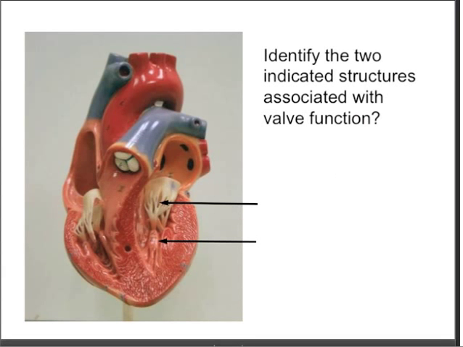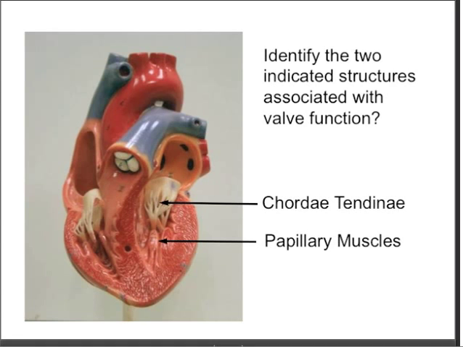ID the two indicated structures and what valve function they are associated with. These are the chordae tendineae and the papillary muscles. The purpose of the chordae tendineae is to ensure that the atrioventricular valves only open into the ventricles. They also help to pull open the atrioventricular valves when the pressure in the atria is greater than the pressure in the ventricles.